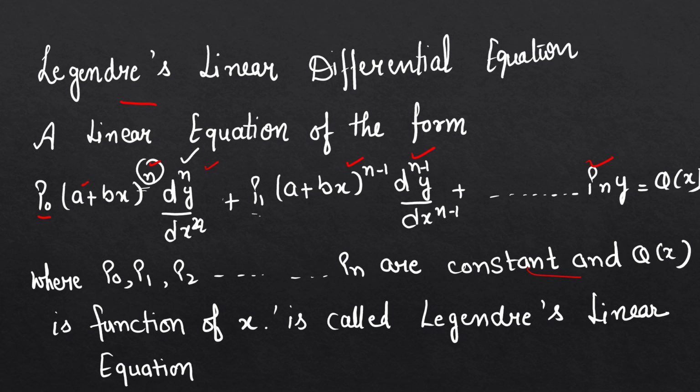Now always remember one thing, the power of the a plus bx is same as the derivative. If it is nth time derivative, the power of that variable is also n. If it is n minus 1 time derivative, its power of variable is also n minus 1. Now in this video we will see how we can find a solution, what is the working method behind it. So before starting, first of all I want to write down the equation.